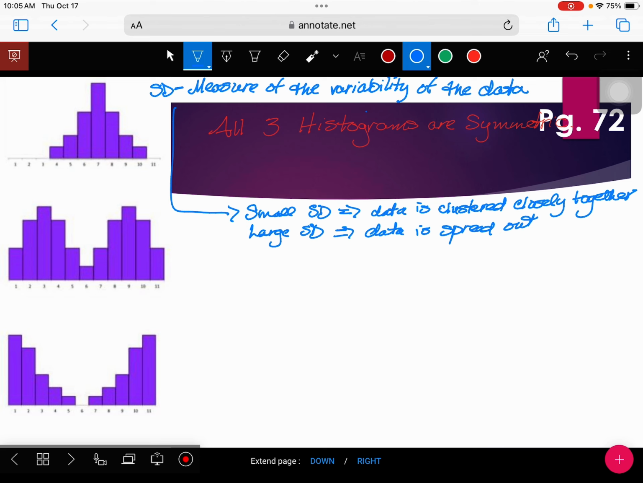The range kind of tells you how large we're talking about, but it doesn't talk about all the scores in the middle. Here, I have a highest score of 11 and a lowest score of 1. What's the range here? Close, but no. You actually need to subtract. So 11 minus 1 would give you 10. So the range here is 10. What is the range here? High of 11, low of 1. 10.